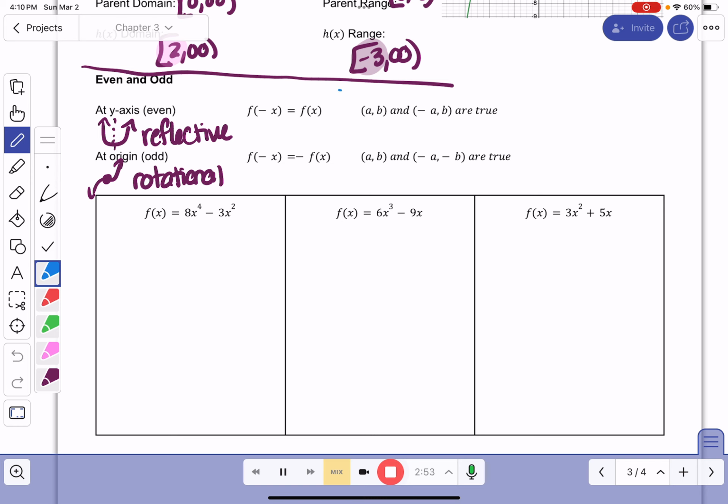Then algebraically, if the negative and positive values of the same number, like -2 and +2, are plugged in and you get the same answer, that would be even. If the negative value gives the opposite answer, it's odd. Looking at the points, even just changes A to the opposite of A, and odd is the opposite of both. So those are some different ways to think about it. Now I'm going to show you algebraically how to prove it.